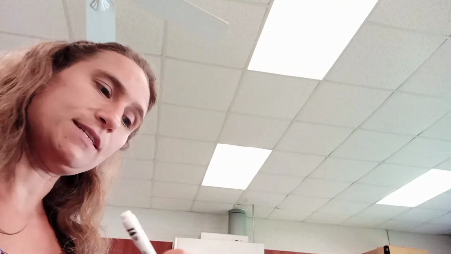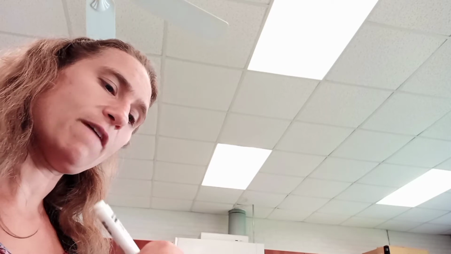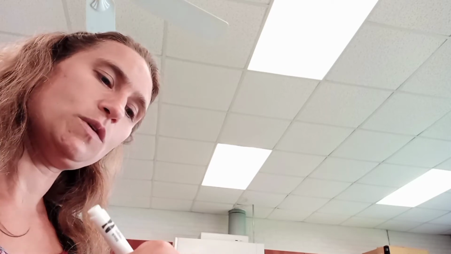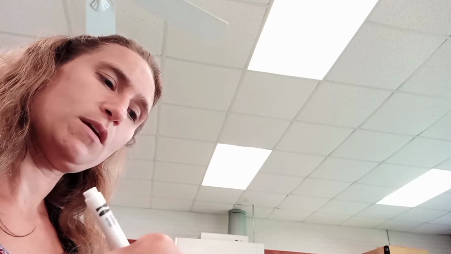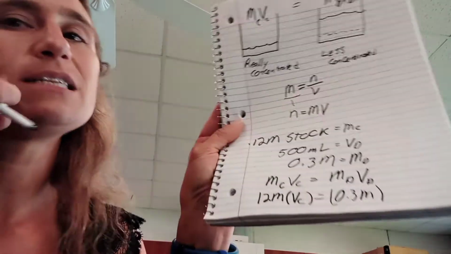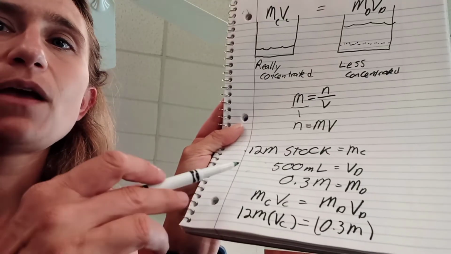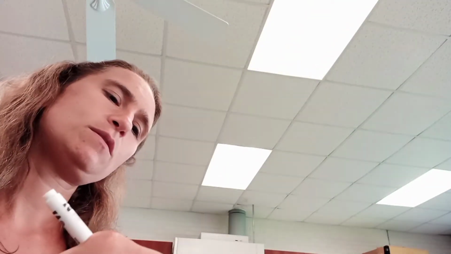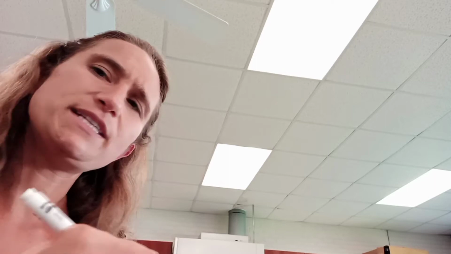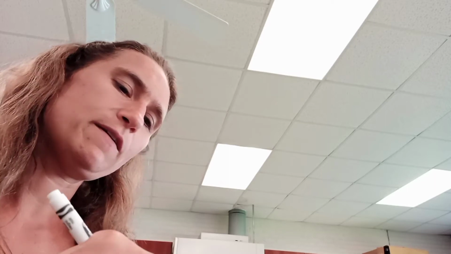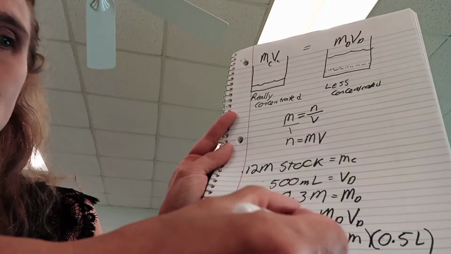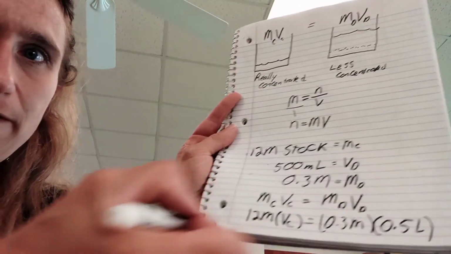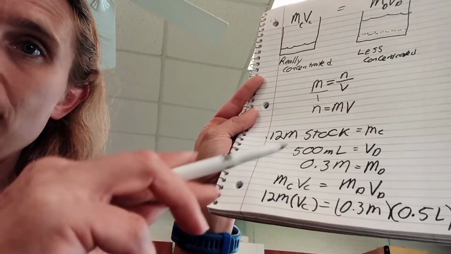So the concentrated solution is 12 molar times my volume is equal to 0.3 molar times, now let's talk about this for a second. I'm going to put this 500 in here, and I want to show you where this goes. Not the 500. We'll convert it to liters like we always have, 0.5 liters. Okay, and so I would take 0.3 times 0.5, and then I'm going to divide that by 12.